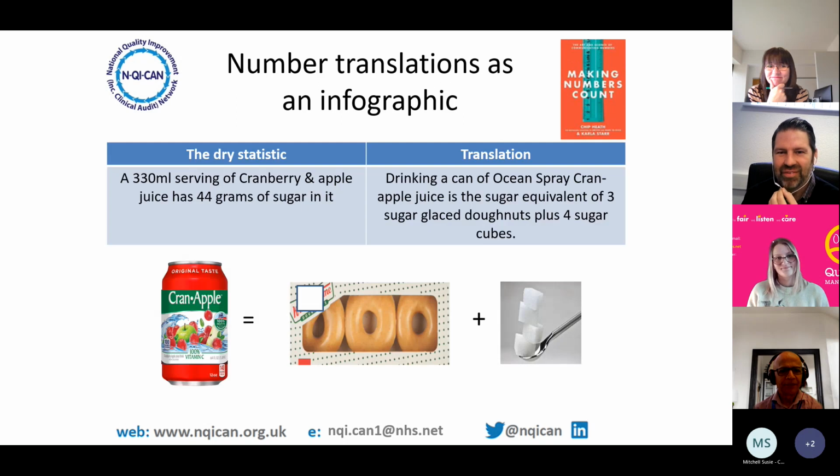And then my spin on it is you bring in an infographic, so you can show that a can of pop is equal to 3 glazed donuts and 4 sugar cubes, and again then the take home. Then you remember that much more likely than just seeing the dry statistic that we started with. So it's all about translating it.